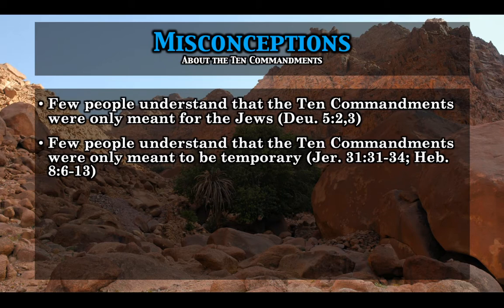Jeremiah chapter 31, reading verses 31 through 34, "Behold, the days come, saith the Lord, that, notice this, I will make a new covenant with the house of Israel and with the house of Judah, not according to the covenant that I made with their fathers in the day that I took them by the hand to bring them out of the land of Egypt, which covenant they break, although I was a husband unto them, saith the Lord, but this shall be the covenant that I will make with the house of Israel. After those days, saith the Lord, I will put my law in their inward parts and write it in their hearts, and I will be their God, and they shall be my people, and they shall teach no more every man his neighbor and every man his brother, saying, Know the Lord, for they shall all know me, from the least of them to the greatest of them, saith the Lord, for I will forgive their iniquity, and I will remember their sin no more."